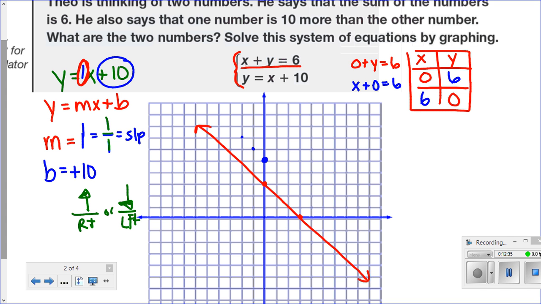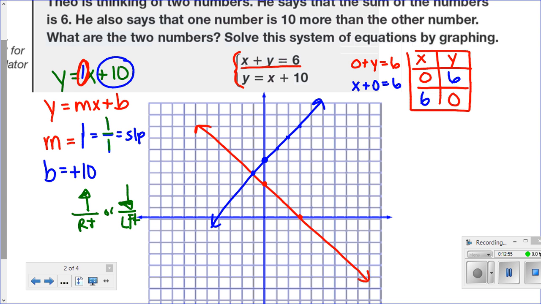I'm sorry, I did the wrong one. We don't want a negative slope, we want a positive slope. Up 1 to the right 1, up 1 to the right 1, up 1 to the right 1. Make sure you follow what you're doing and not always what Mrs. Florin is telling you to do. Okay, so here is your new line. You can see that when I graph it, it is going to look like this.